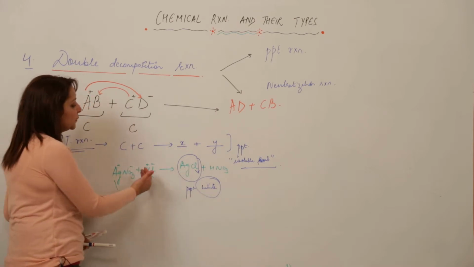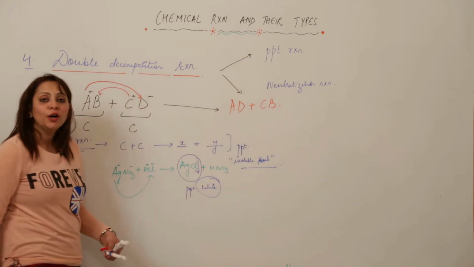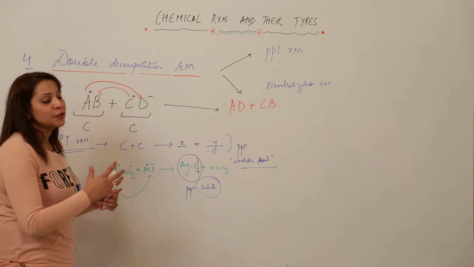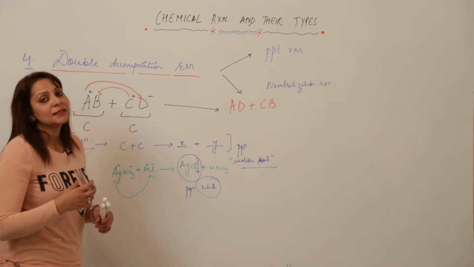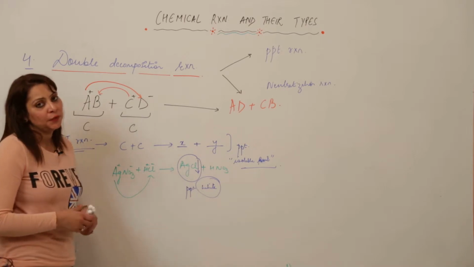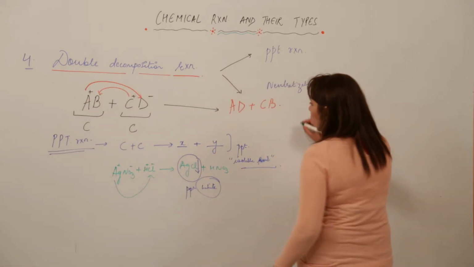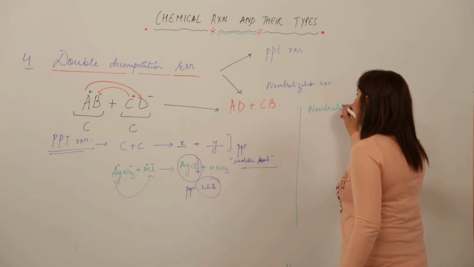So obviously it is going to be a double displacement reaction which leads to the formation of a precipitate. That is why it comes under the category of precipitation reaction. A precipitation reaction is a reaction between two compounds which leads to the formation of an insoluble substance that stays behind. The other subcategory of double decomposition reaction is the neutralization reaction.